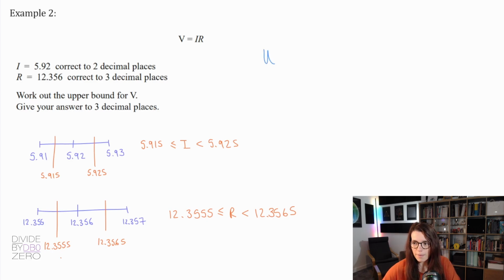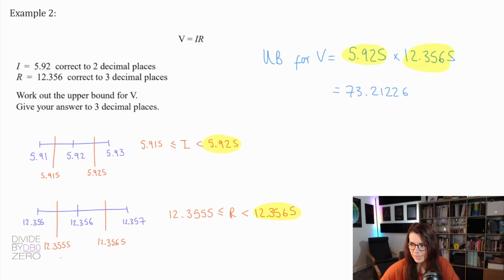So we want the upper bound for V. That means we want to use the upper bounds for each of the measurements. So that's 5.925 and 12.3565. We're going to multiply them together. And when we do that, we get 73.2122625. All that's left to do is to round that to 3 decimal places for the final answer. So 73.212, 3 decimal places, and we're done.